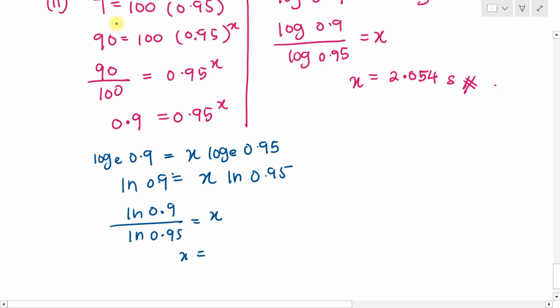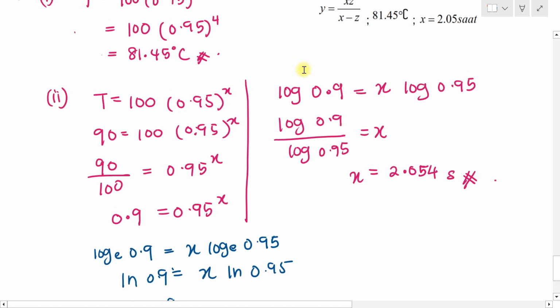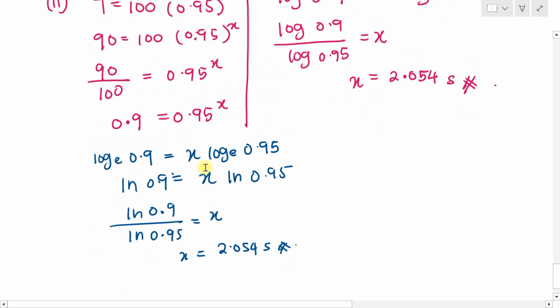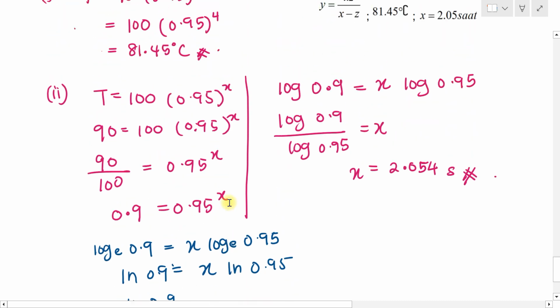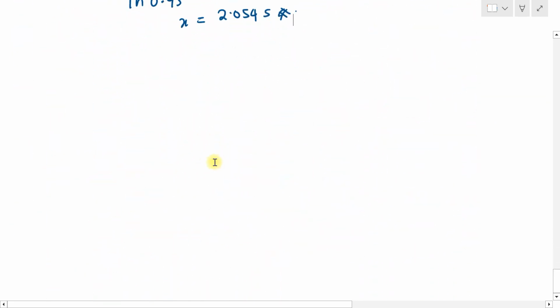So what is x? Okay, let's use ln and see. Ln 0.9 divided by ln 0.95. You'll get again 2.054. Okay, it doesn't matter. You can make use of log 10 or log E. Log E means ln, easier. I also like solving that way. Okay, right. Next one.